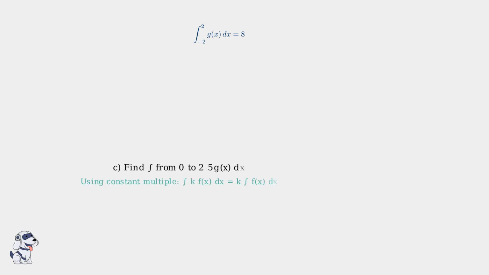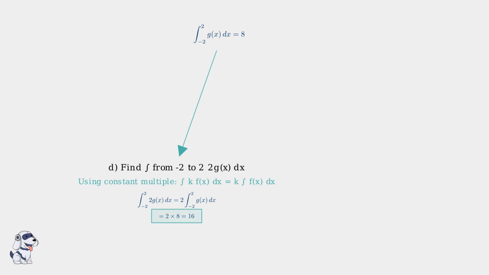For part C, find the integral from 0 to 2 of 5g of x dx using the constant multiple property, which states the integral of k f of x dx equals k times the integral of f of x dx. For part D, find the integral from minus 2 to 2 of 2g of x dx using the constant multiple property.